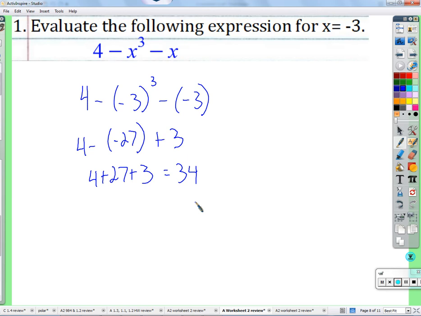For those of you who made mistakes, just ask yourself, if you were to put the parentheses, take it slow, put the negative 3 in there, put the negative 3 in there, you'd probably make fewer mistakes. Hope so. It's a really good trick.